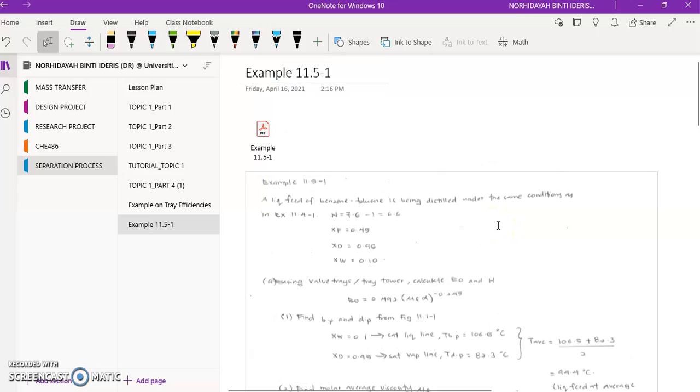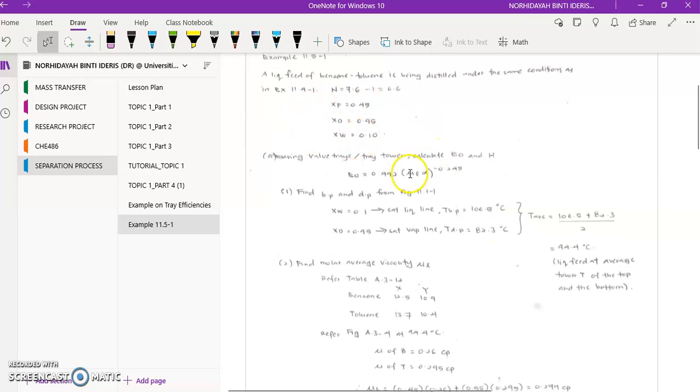Looking here, here is the information given. So right now, in order for you to calculate for E naught, you need to have the information of mu L and alpha. So mu L here, the definition is the viscosity of the liquid feed at the average tower T of the top and the bottom. So first, you need to find the average tower T. Okay, you need to find the average tower T.